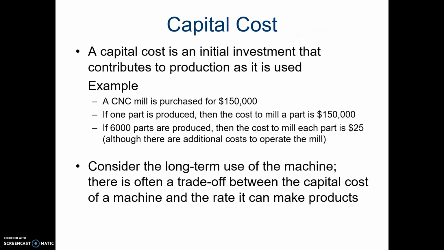A capital cost is an initial investment that contributes to the production as it is used. So again, for example, the CNC machine is purchased. We did not pay $150,000 for ours. If one part is produced, then the cost to mill that part is $150,000. However, if we mill 6,000 parts, then it takes that cost down to $25 per part.